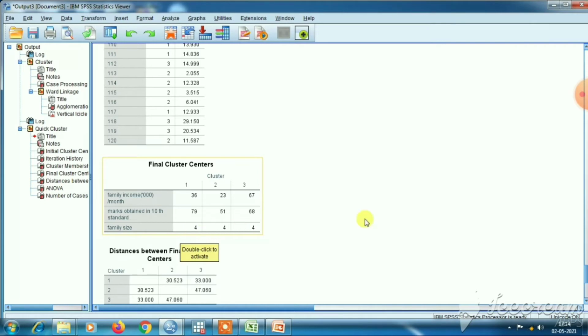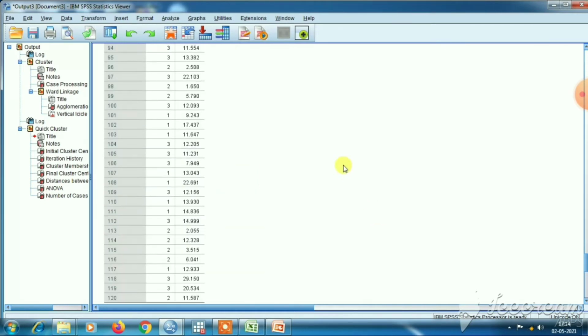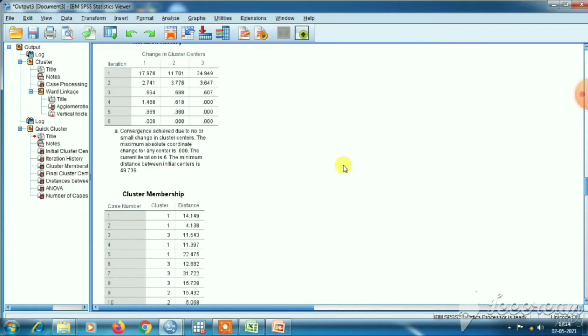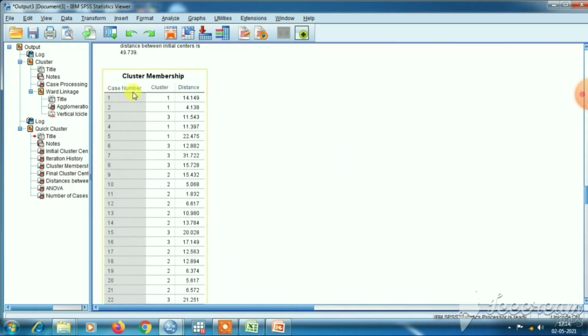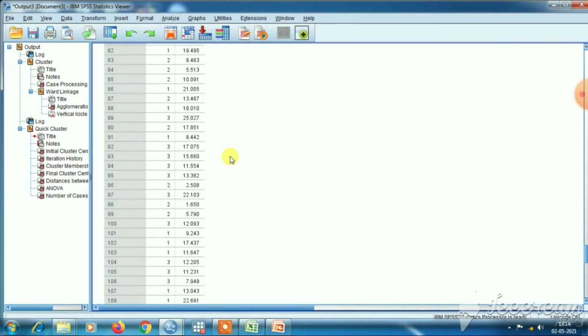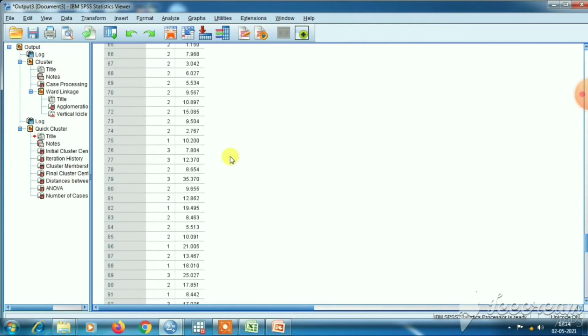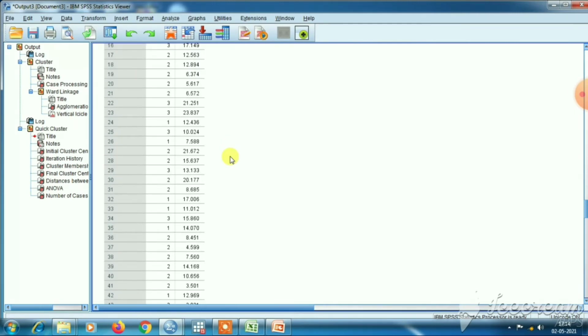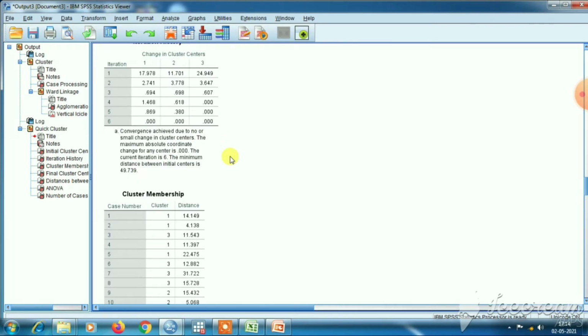Family size, there is no change in family size in all the clusters, 4, 4, 4. Now from this membership table, we can identify which case belongs to which cluster. In this way, from the k-means cluster, we can identify which respondent falls into which cluster.